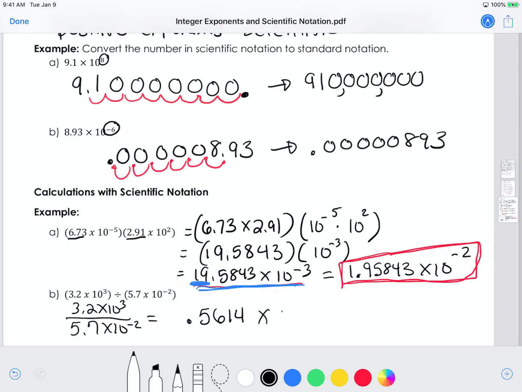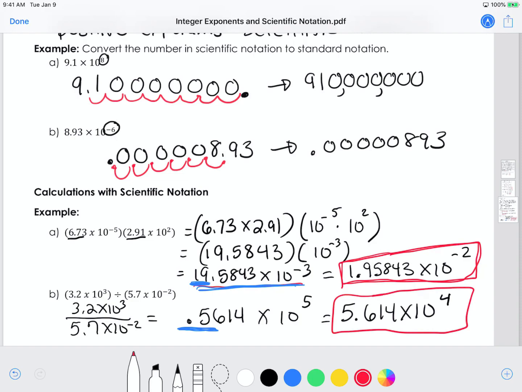And then to get my power of 10, I use my exponent rules, and I take 10 to the power of 3 divided by 10 to the power of negative 2. So I subtract because I'm dividing. So I have 3 minus a negative 2, which makes that 10 to the 5th. Now, because I want to make sure that this is written in scientific notation as my final answer, I want to make sure that I have one digit to the left of the decimal. So I'm going to rewrite this as 5.614 times 10 to the power of 4. Now this is written in scientific notation.